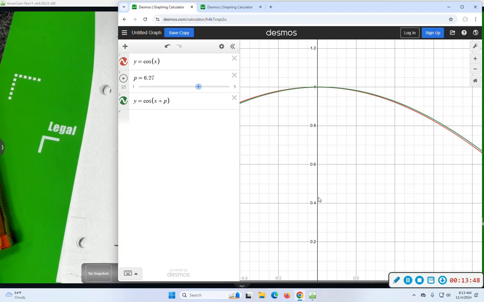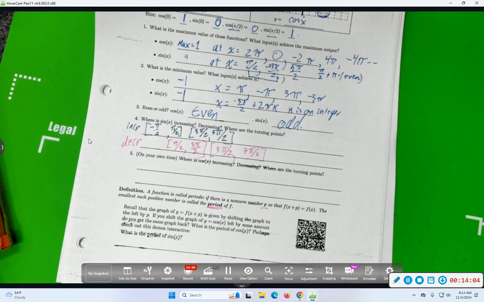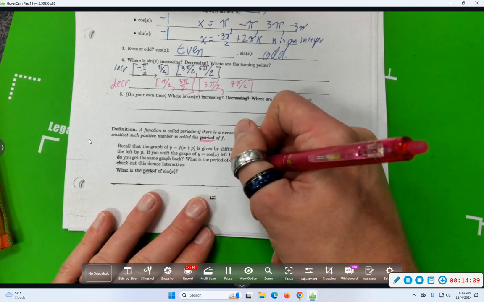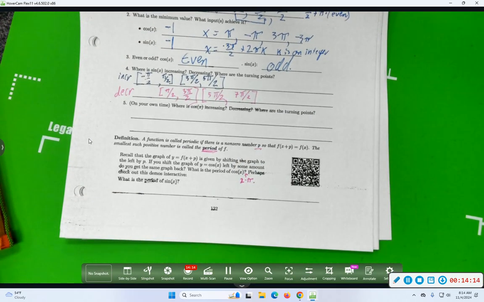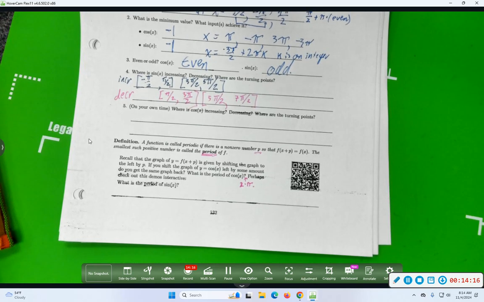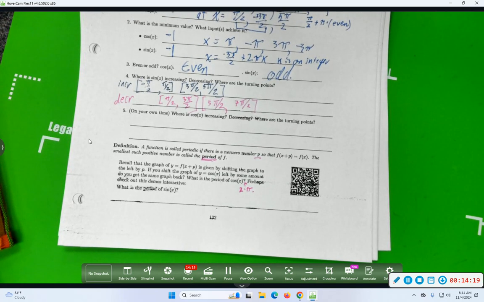So let's see. What if we tried to take p equal to 2 pi? Does that look pretty close to dead on now? All right, cool. So by looking at this graph, the period of cosine of x sure seems to be 2 times pi. And now maybe we'll just think if that makes sense. What sort of angle does 2 pi correspond to? 360 degrees.